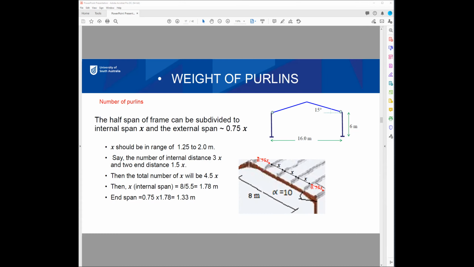And my explanation was, if you don't get how to assume an initial number of purlins, you just divide the span you have by 2 or by whatever spacing you assume, and then get a number of purlins, and then you reversely get the actual spacing.